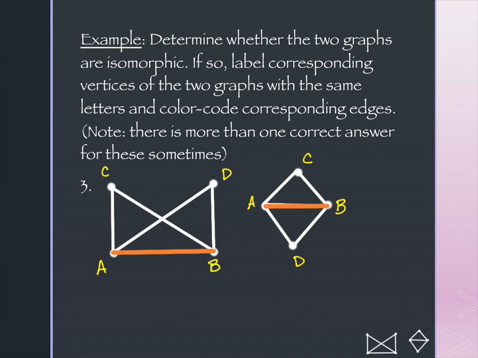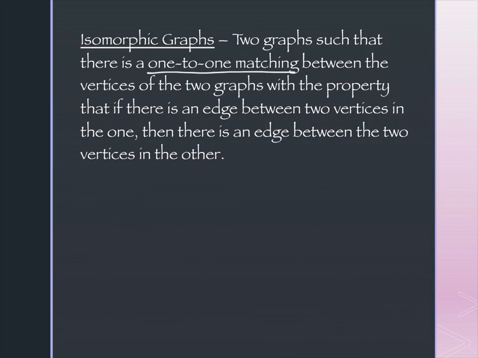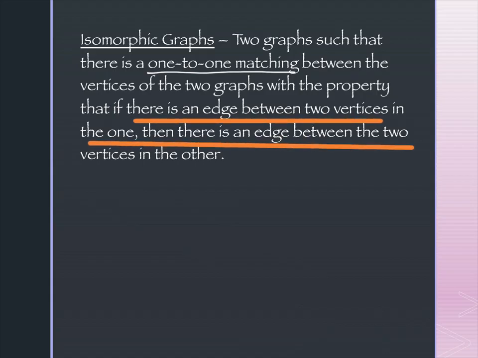Okay? If you have, yes? What part of it says that C has to be connected to A and B, but C and D can't be connected? Yeah, it's over here where it talked about in order for them to be isomorphic, the edges have to match up. If there is an edge between 2 vertices in one, there has to be an edge between 2 vertices in the other. Okay, that's the definition of isomorphic.